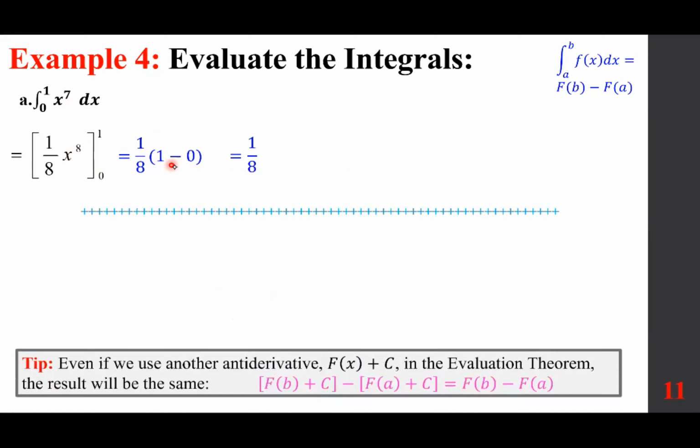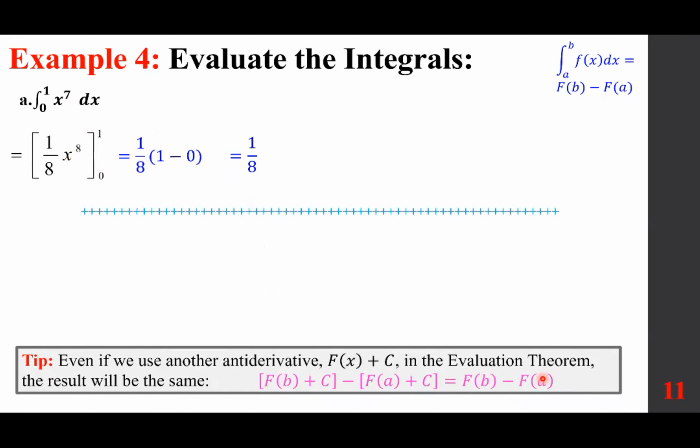Again, I want you to pay attention to what this says. Here's the tip: even if we use another antiderivative, capital F of x plus a constant, in the evaluation theorem, the result will be the same, because the constants here and here cancel each other. That's why we don't waste time writing the constant. In which case? In the case of a definite integral. If it's indefinite, we must.